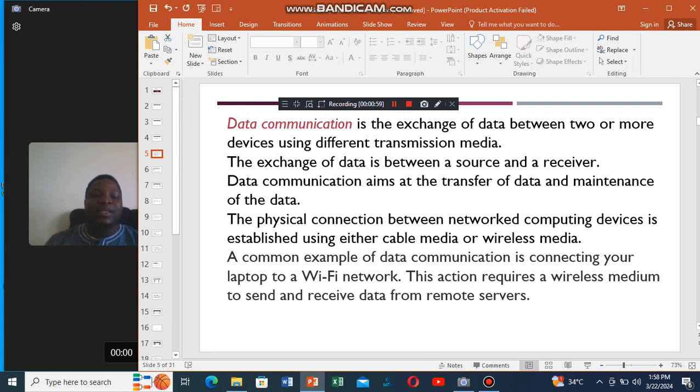Data communication aims at transfer of data and maintenance of data. The physical connection between network computing devices is established using either cable media or wireless media. A common example of data communication is connecting your laptop to Wi-Fi. This action requires a wireless media to send and receive data from a remote server. Try to connect your computer to the Wi-Fi.